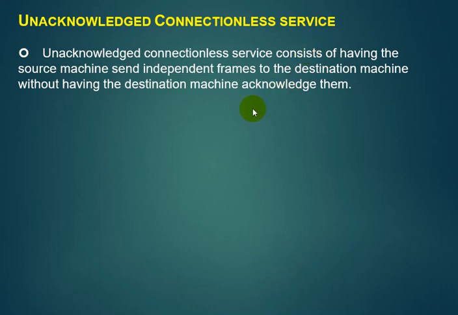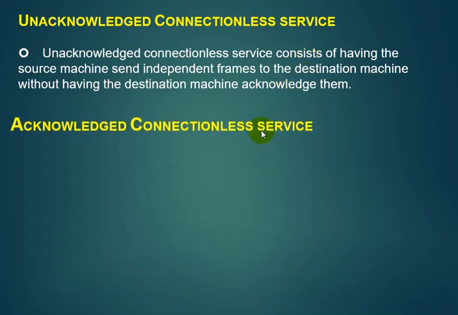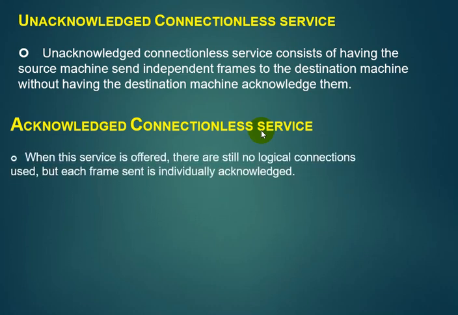Next, acknowledged connectionless service. When this service is offered, there are still no logical connections used, but each frame sent is individually acknowledged. In this way, the sender knows whether a frame has arrived correctly. If it has not arrived within a specified time interval, it can be sent again. This service is useful over unreliable channels such as wireless systems. Adding acknowledgement in the data link layer rather than in the network layer is just an optimization and not a requirement. Individual frames are acknowledged and retransmitted.